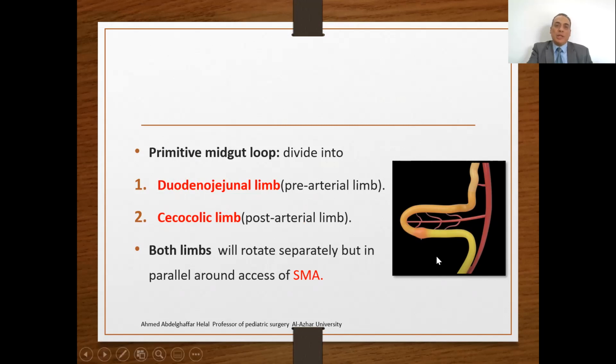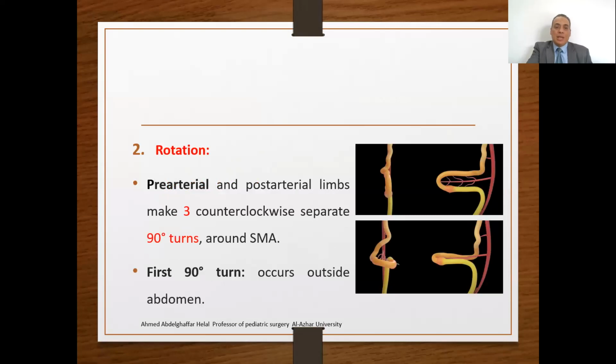Both limbs will rotate in parallel but separately around the superior mesenteric artery. So the superior mesenteric artery will supply the midgut loop. Number 2, it will act as an axis for midgut rotation. The rotation will be 3 counterclockwise, separate 90-degree turns around the superior mesenteric artery.